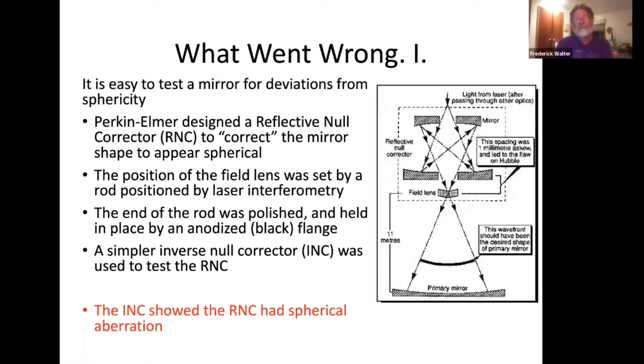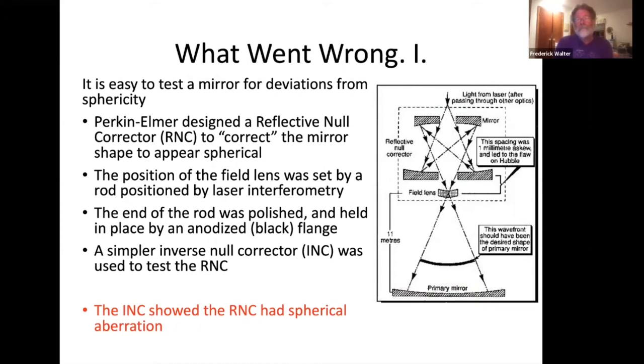So Perkin Elmer designed what they called a reflective null corrector, the RNC, which is illustrated on the right, which was an optical device where you would shine light in and would bounce off a couple of mirrors, basically a telescope, go through a lens, and it would distort the light coming in such a way that it would make the primary mirror look exactly like a sphere. And then you could polish it and make sure the sphere came out the right shape.